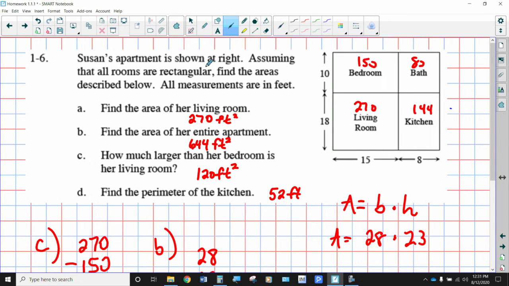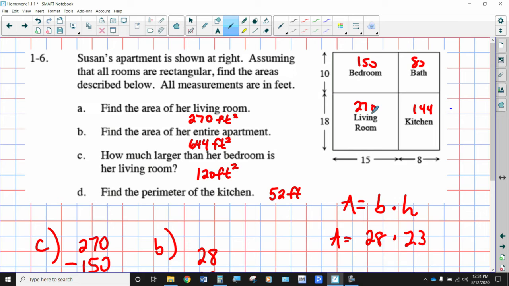Susan's apartment is shown at the right, assuming that all the rooms are rectangular. Find the areas. So the area of this bedroom is 10 by 15. The bath is 10 by 8. The living room is 18 by 15, and the kitchen is 18 by 8. So to find those individual areas, you just multiply those numbers together.